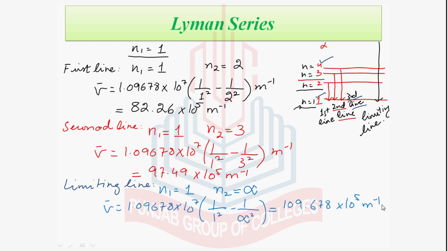याद रहे that the values of all these wave numbers lie in the ultraviolet region of the spectrum.